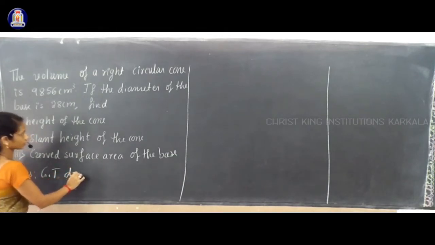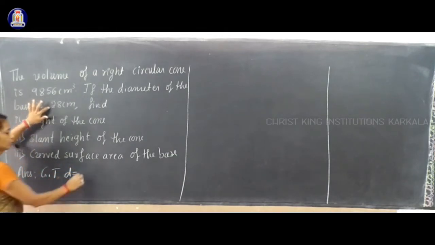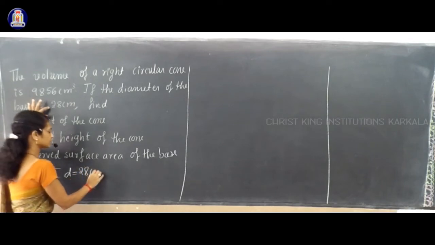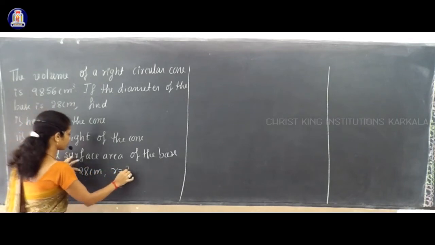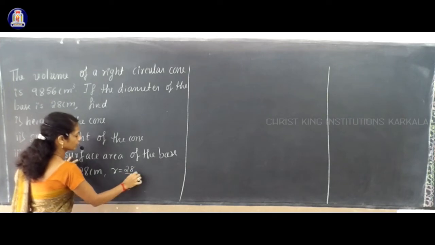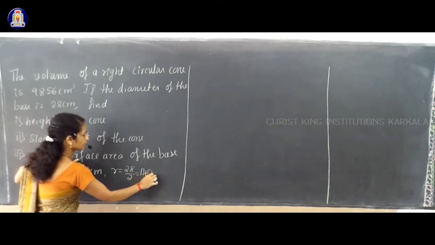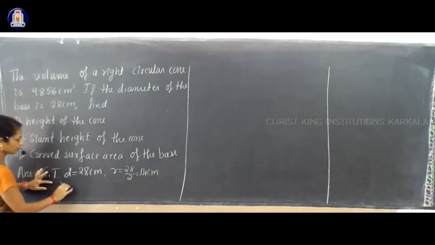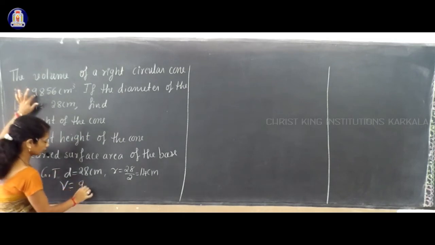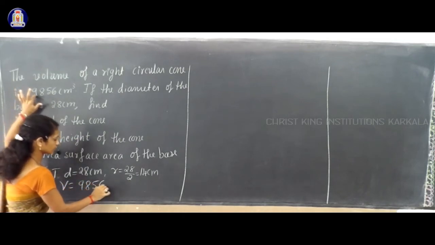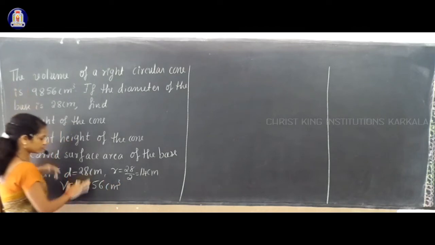I will write the first diameter. Diameter is equal to 28 centimeter, which means R is equal to half of that. 28 divided by 2, that is 14 centimeter. And the volume you are given, V is equal to 9856 centimeter cube. And proceed with this one.